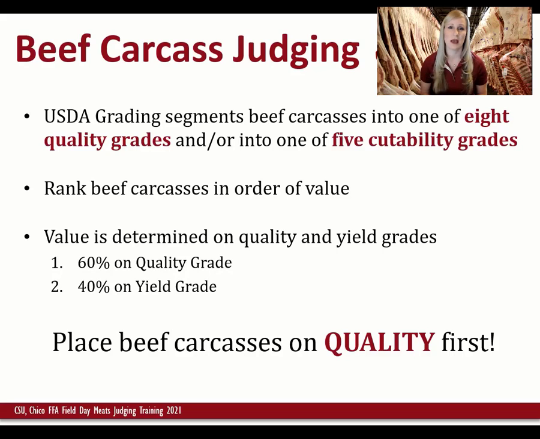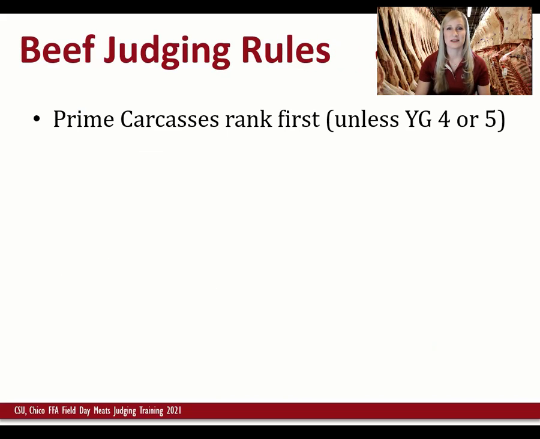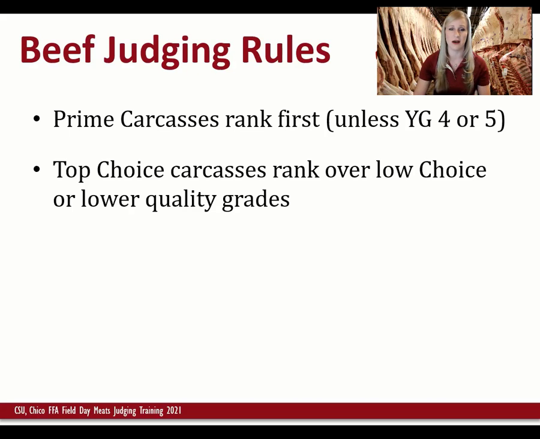However, we like to put a larger emphasis, about 60% of the emphasis on placing carcasses on quality grade, whereas 40% is yield grade. So the rule of thumb is we always want to place beef carcasses on quality first, unless they are very low yielding. In a class, generally prime carcasses, if there's a prime carcass in the class, that's always going to rank first, unless that prime carcass is a yield grade 4 or a yield grade 5.